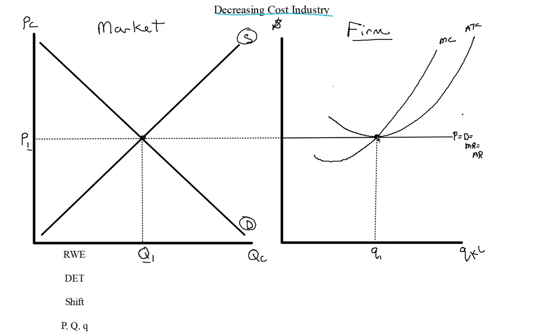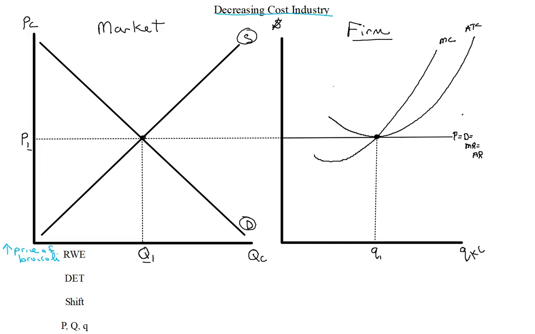And now we're going to allow something to change in the market. We're going to say there's a real world event that's going to happen, and the real world event is going to be an increase in the price of broccoli. Now, if the price of broccoli goes up, what's going to happen in the carrot market?